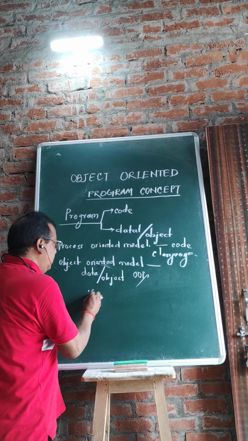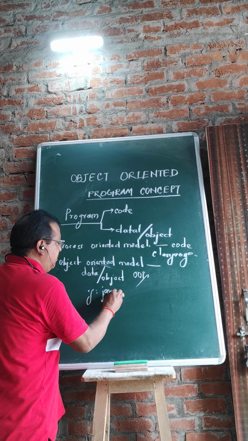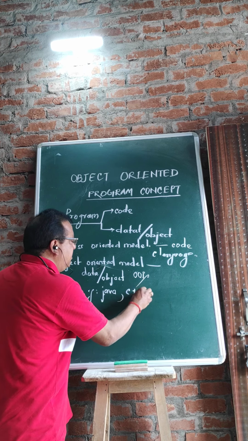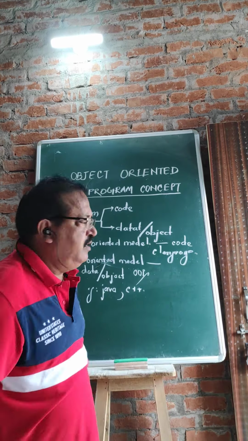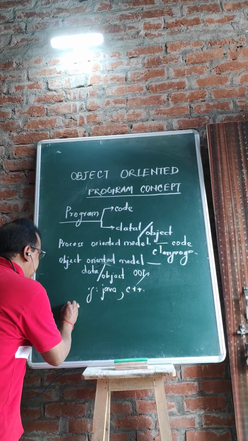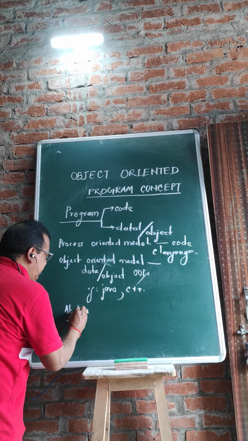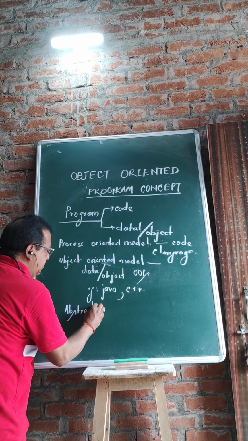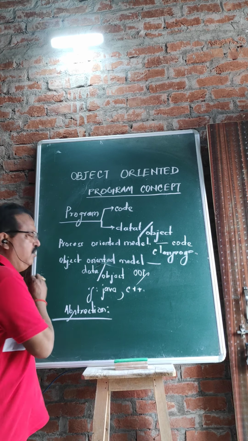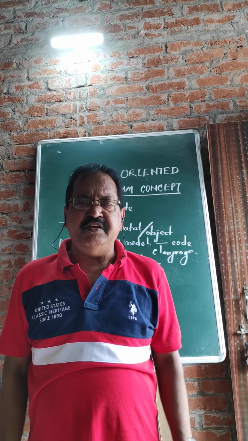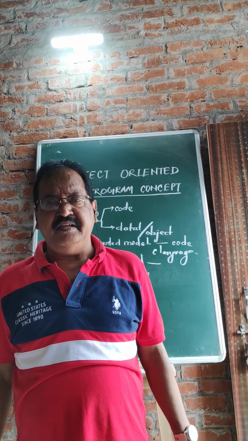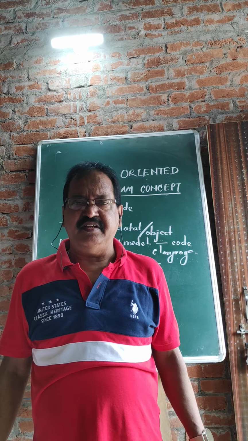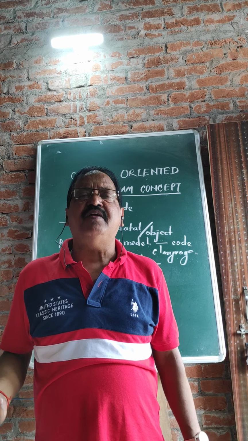Example, Java, C++, etc. Okay, students? Now, the next term we are going to learn is called abstraction. Students, to consider the essential features of a system without getting into its complexity is called abstraction. Abstraction makes our life easy.